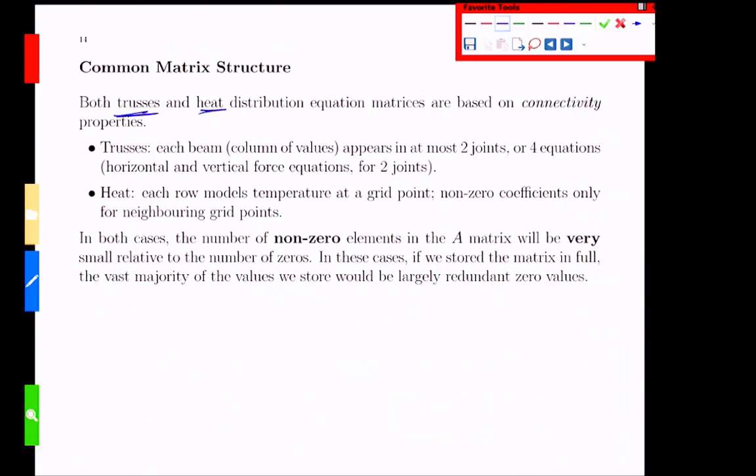Trusses and the heat distribution problem. So if we go back a couple weeks to where we had connections of joints, those are all based on connectivity. What am I next to? What am I attached to? By and large, each individual thing, like a beam in a truss, is only going to be attached to 2 joints. Each cell in the temperature matrix is at most adjacent to 4 other things. So in general, there's not a lot of connectivity, even though there might be a lot of things to connect. And so what we get here is that the number of non-zero elements is going to be very small. Most of the matrix of coefficients is going to be zeros, and only where things are connected do we get some non-zero interesting values.